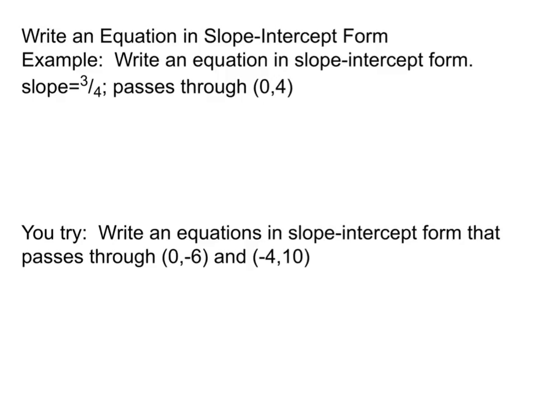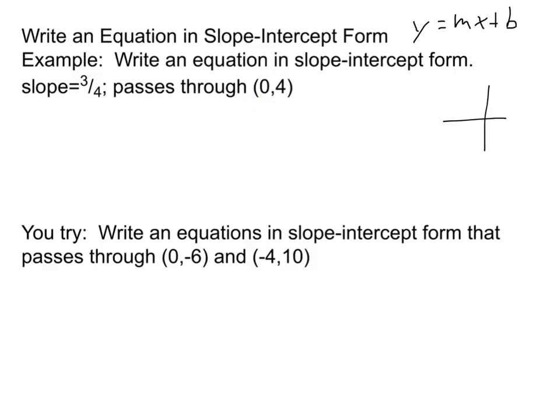Okay, so if we know we're using the slope-intercept form, which again is y equals mx plus b, let's look at this example. Write an equation in slope-intercept form that has a slope of 3/4 and passes through 0, 4. Well, we talked before, the x value anywhere along the y-axis is equal to 0. Because the first value is 0, we know this is the y-intercept. So this one's really easy.